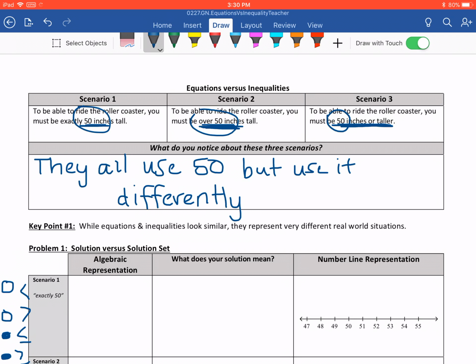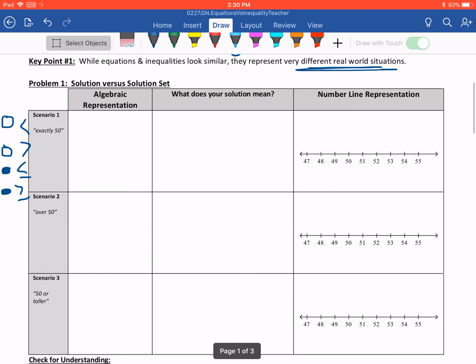First, we want to just read our key point number 1. While equations and inequalities may look similar, they represent very different real-world solutions and situations. So they may sound like they're kind of the same thing, but they're actually going to be very different. Now let's take a look at how they are different.